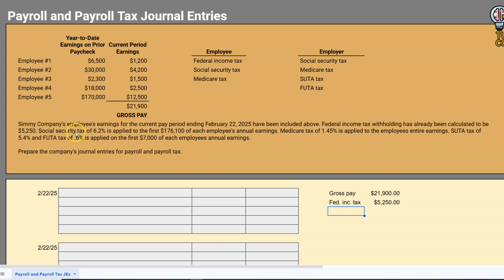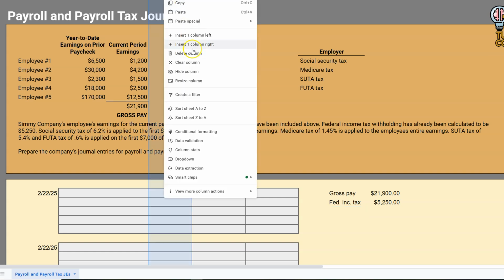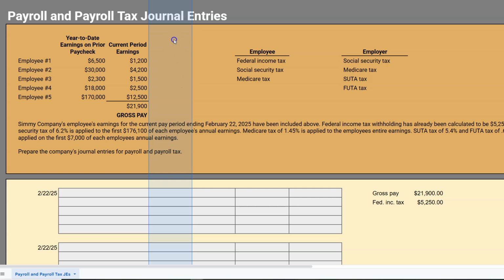Now, our Social Security tax is going to be 6.2% on the first $176,100. So let's go ahead and put a little column to the left here. And we're going to start taking a look and seeing, okay, well, what exactly is going to be the amount that is subject to Social Security? All right.